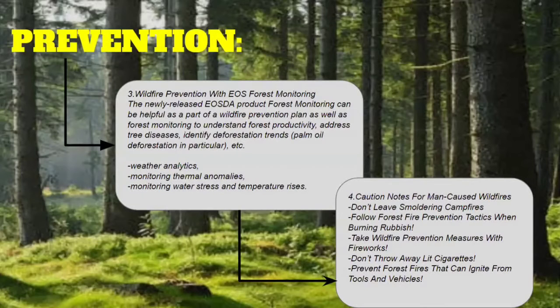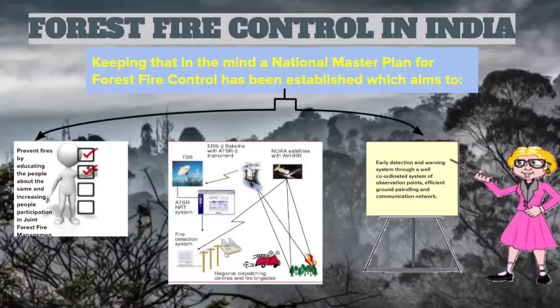The fourth one and the most important one would be how we as citizens can prevent forest fires. Firstly, by not leaving smoldering campfires while we go out for camping. The second one would be by following forest fire prevention tactics while burning rubbish, and by taking wildfire prevention measures when we burn fireworks, by not throwing away lit cigarettes, and by preventing forest fires that can ignite from tools and vehicles that we use while camping. Now, I would like to hand over to Shakir for the rest of the presentation.